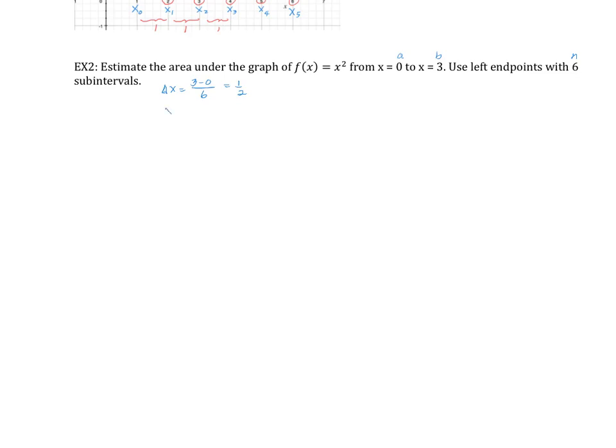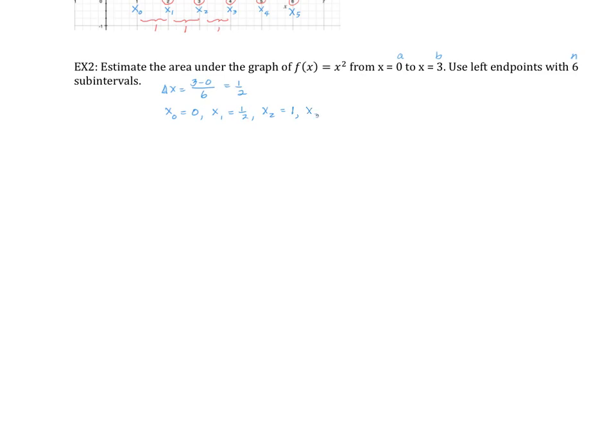My grid points, I always start out with x sub 0 is equal to my a value, and in this case my a value is 0. So to get my next grid point, I take my delta x of 1/2 and add it to 0. So x sub 1 is equal to 1/2. And then x sub 2, I get from adding my delta x of 1/2 to my x sub 1, which is 1/2, to get 2 over 2, which is 1.